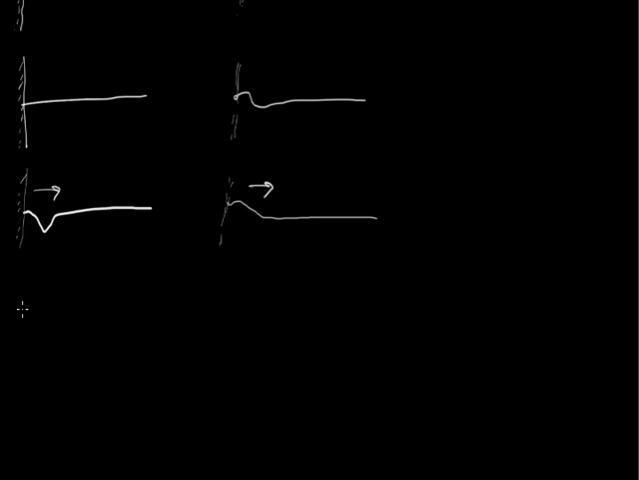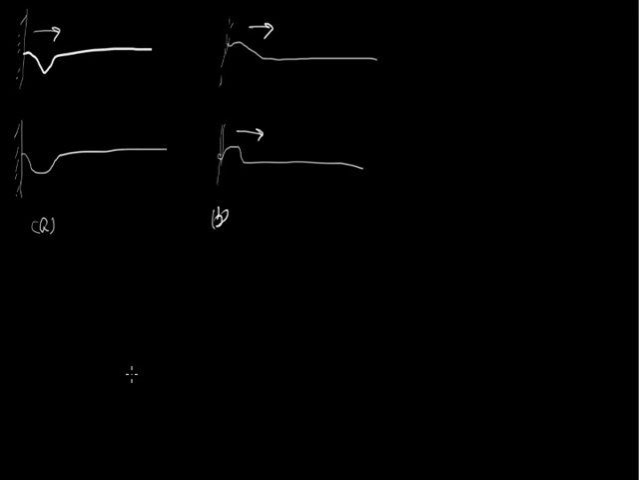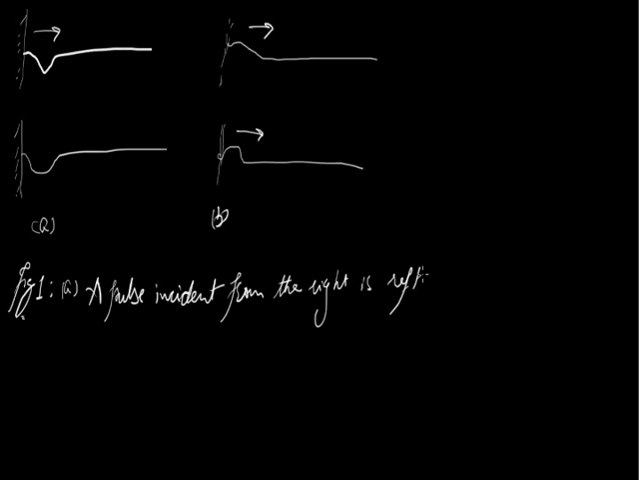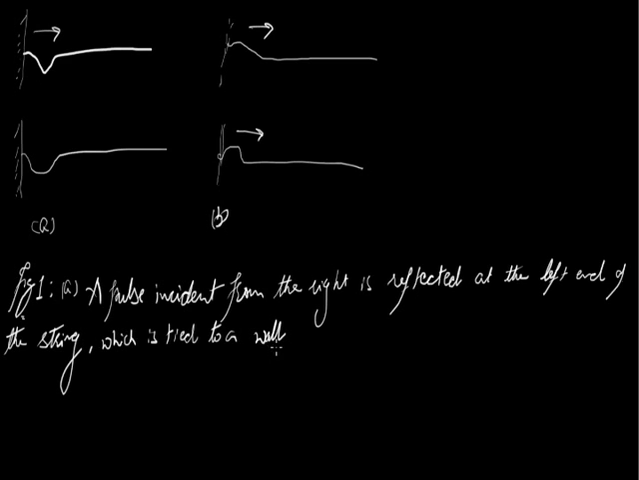This will be figure A, and this will be figure B. In figure A, a pulse incident from the right is reflected back at the left end of the string, which is tied to a wall.